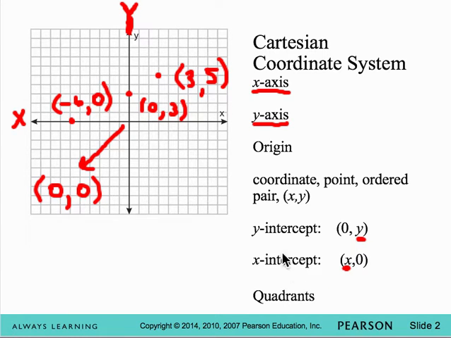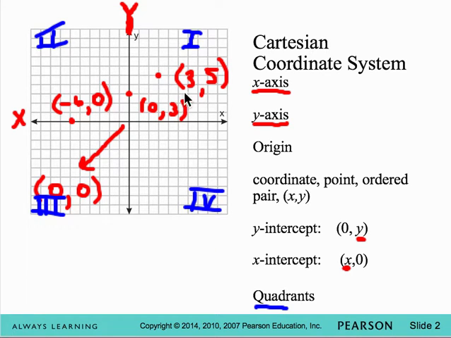Now, these two number lines break this grid up into 4 sections. Those are called quadrants, because quad means 4. This one right here is your first quadrant, and then you go counterclockwise. So this is the second quadrant, this is the third quadrant, and this is the fourth quadrant.